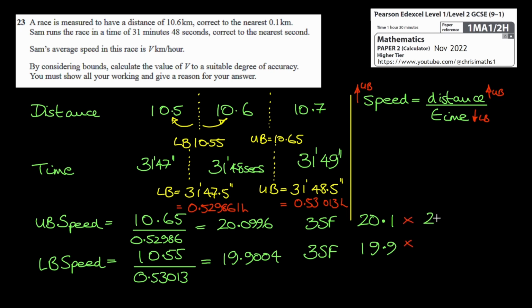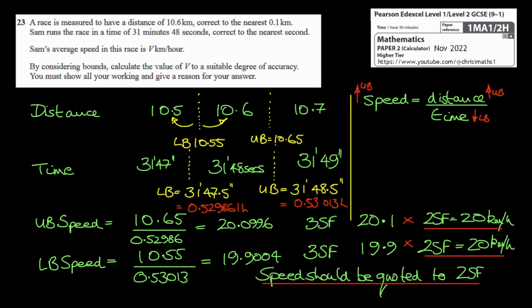So if we try 2 significant figures, this turns out to be 20. If we now do the same for the lower bound at 2 significant figures, we get that 2 significant figures is equal to 20. And this is kilometres per hour. And you can see that at 2 significant figures, the speeds are equal. And there you are.